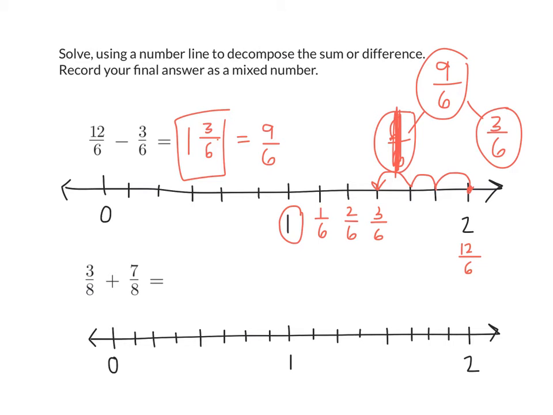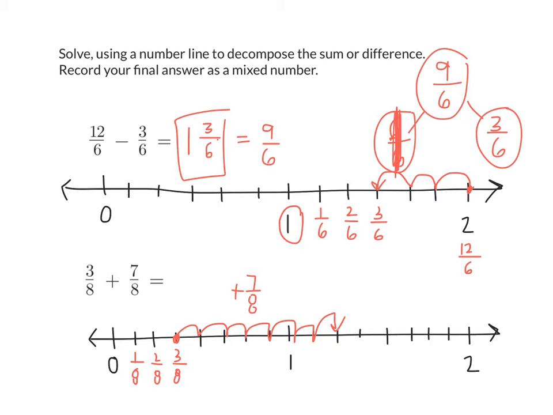Okay. Now, how many eighths am I going to start at this time? Sanvi? 3. So there's 1/8, 2/8, and 3/8 right here, right? We'll start at 3/8. And then how many eighths am I going to add to it? 7. So I'm going to add 1, 2, 3, 4, 5, 6, 7/8. And I'm going to label here that I'm adding 7/8.